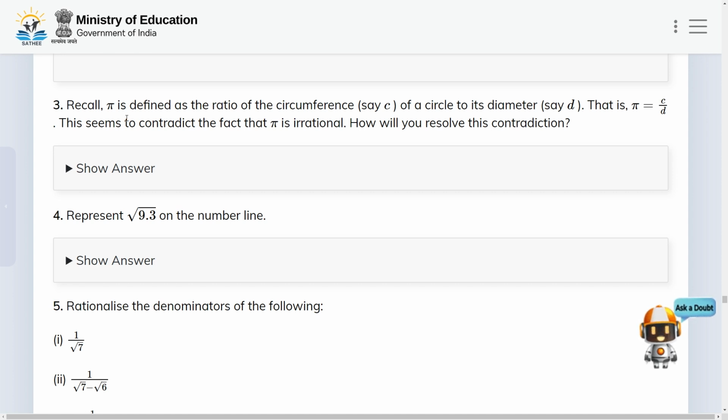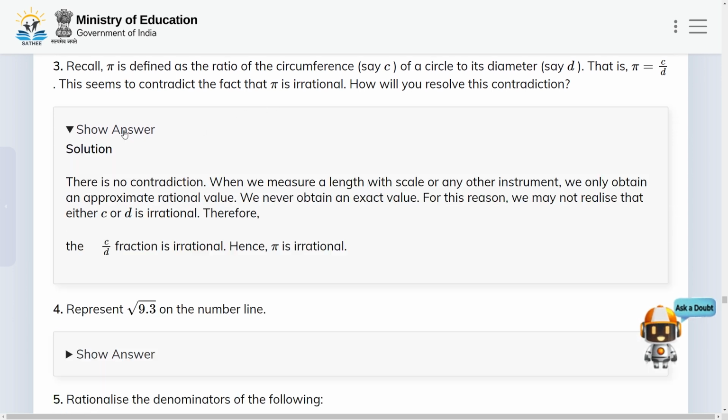Okay, so here we use this expression, pi is equal to c by d. That is actually pi is equal to 22 by 7. Okay, and here we express the number pi in the form p over q, where p, q are integers and q does not equal 0. Okay, so this basically contradicts the fact that pi is irrational. So how will you resolve this contradiction? Let us see how we will resolve this contradiction.